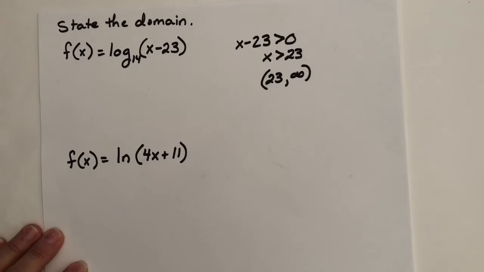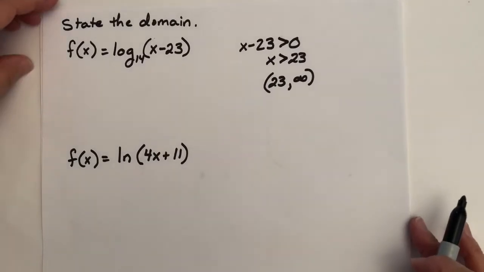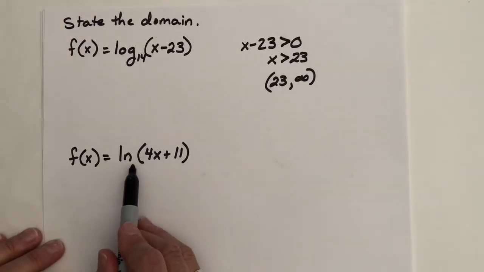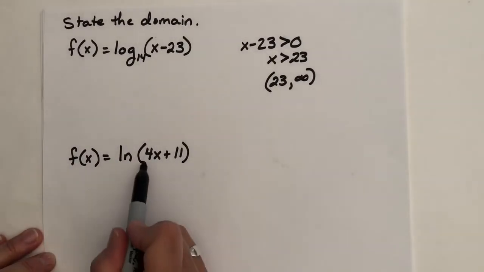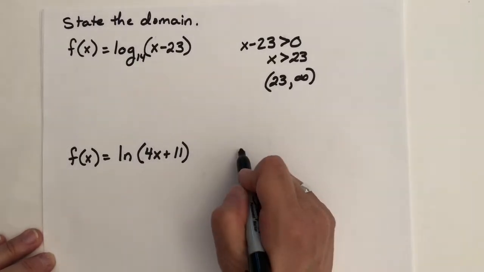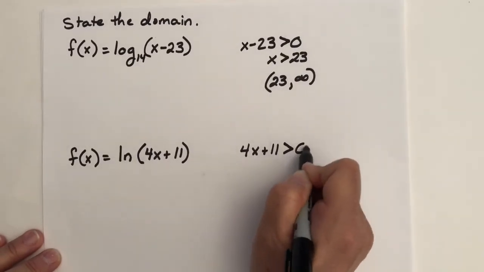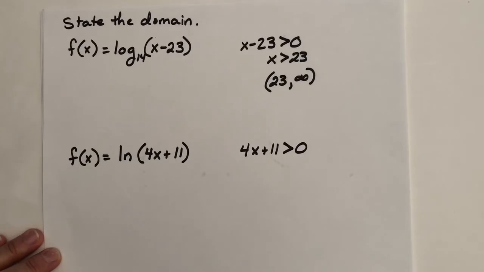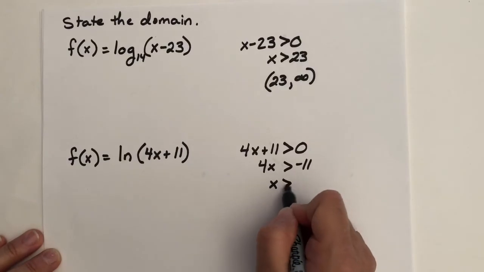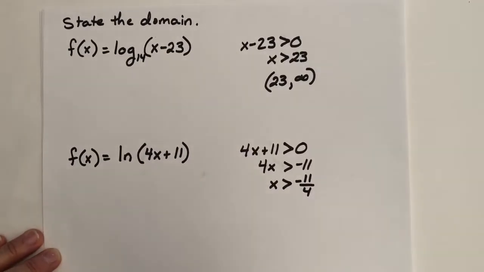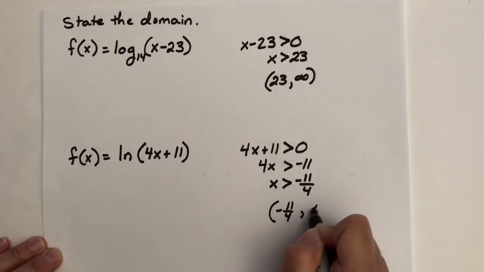Let's look at our next function. Notice it's a natural log, but the domain for a logarithmic function with a base e isn't any different than a function with a base 14 or a base 12 or a base 10. What's important is we're taking the log of a positive number. What numbers would make 4x plus 11 be positive? What numbers would force that to be positive? And we solve the inequality. So we have 4x is greater than negative 11. So x must be greater than negative 11 fourths. So in interval notation, we're talking about numbers from negative 11 fourths to infinity.